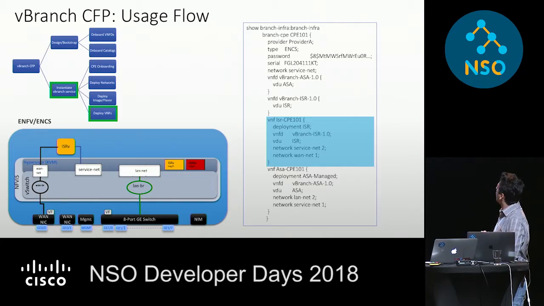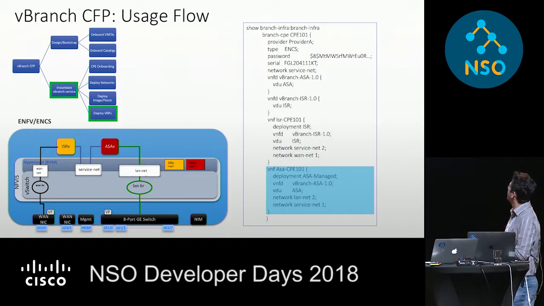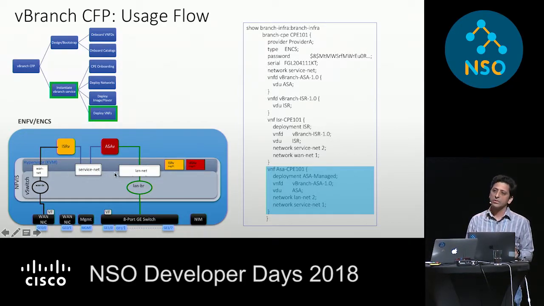Now, what we intend to do is bring up ISRV and have one of its network interfaces connected to WAN, and also have it chained with ASA. So we'll be attaching it to ServiceNet. And then we'll bring up ASAV, and we'll attach it to the LANnet and chain it with the ISRV.